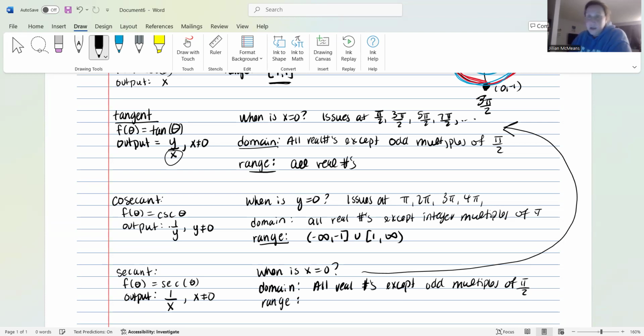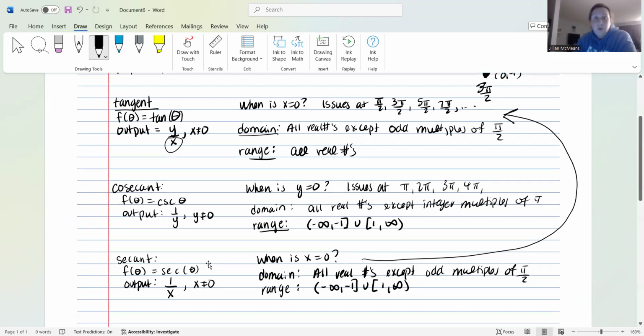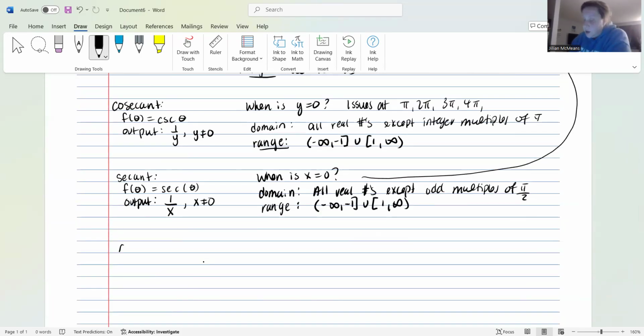So again, this all just comes down to this weird kind of understanding of how ratios work and how as denominators get bigger, something happens. As they get smaller, something else happens. Trust the process. So the range here is negative infinity to negative 1, including negative 1. And we union that with 1 to infinity, including the 1. Okay? So hopefully you're filling in your table. We're almost done. So we have next cotangent.